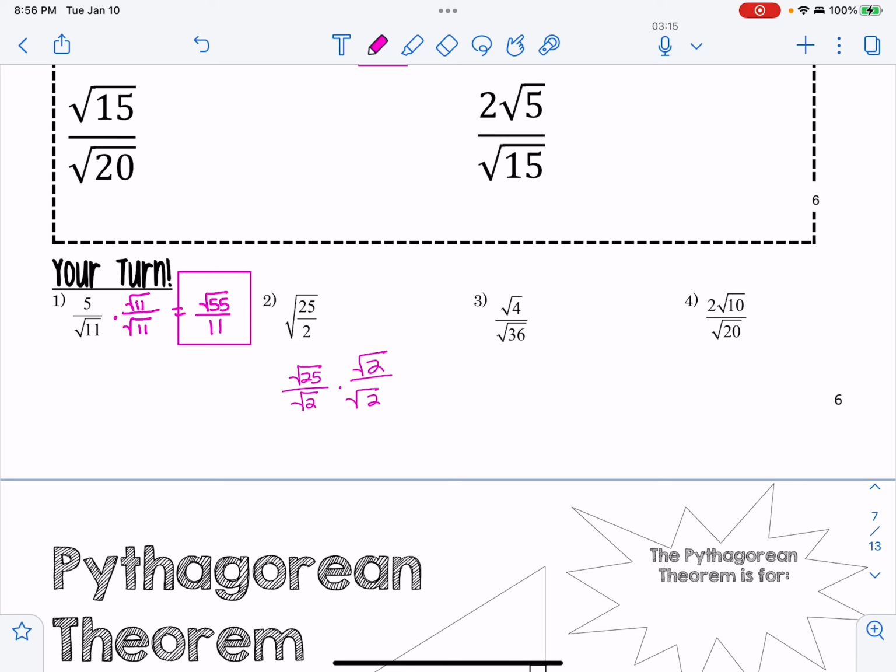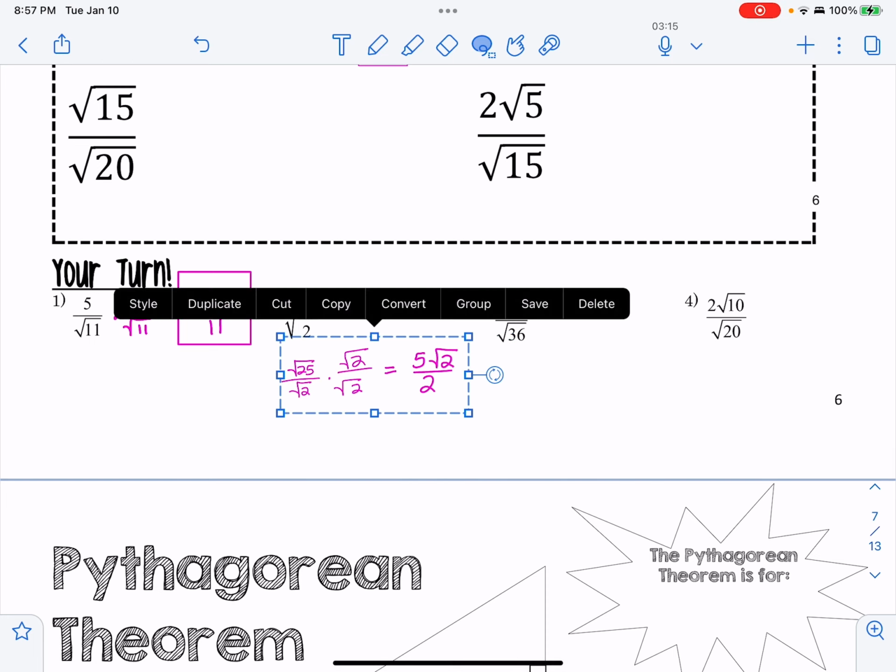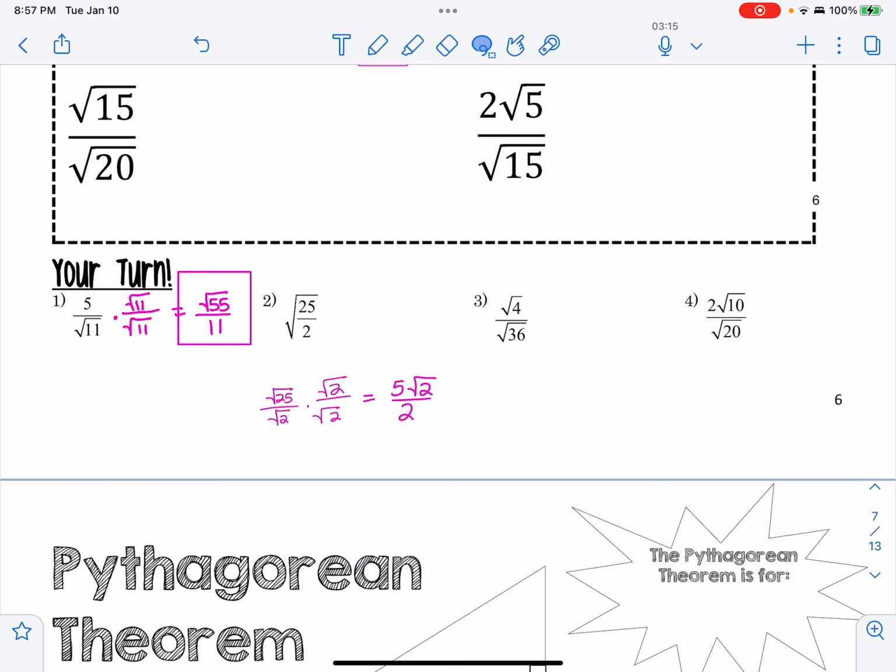Okay, so I rationalize the denominator. I have 2 in the denominator. Square root of 2 times the square root of 2 is just plain old 2. And then the square root of 25, of course, is just 5. And square root of 2. And that's it. That's my answer.